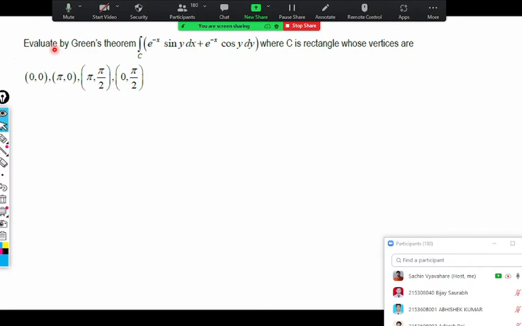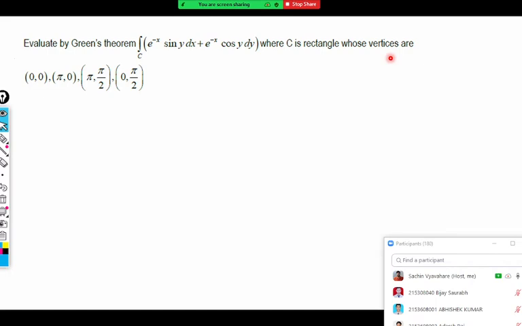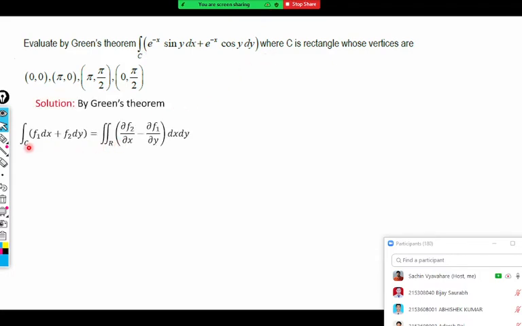The question is, we have to evaluate this line integral over a rectangle. Now, as it is a rectangle, the rectangle has four different straight lines as boundary. Because of that, it's better to convert this line integral to a double integral and evaluate it. So this is the integral f1 dx plus f2 dy. In the solution, step number 1 comes by Green's theorem. The line integral of f1 dx plus f2 dy is the double integral of dou f2 by dou x minus dou f1 by dou y dx dy.